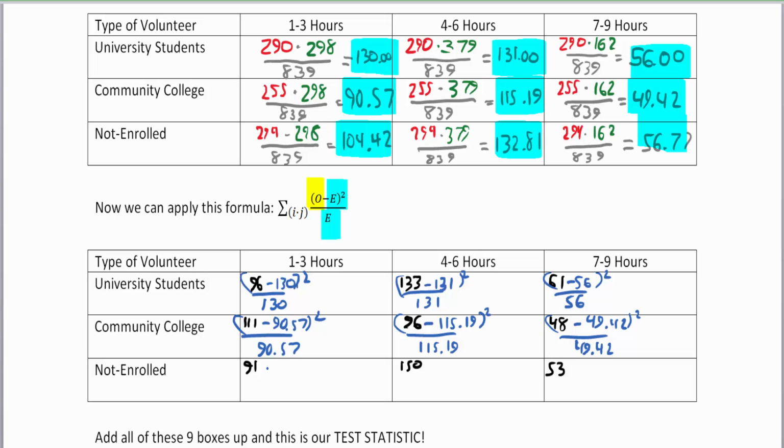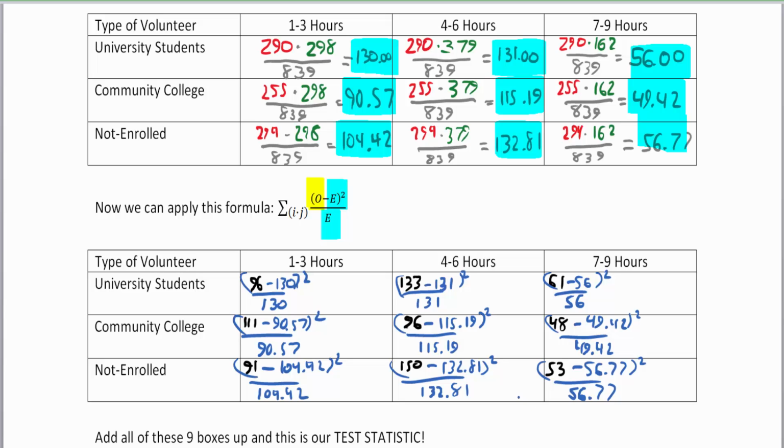It was good job there. 91 minus 104.42, quantity squared, divided by 104.42, and then subtract 132.81, quantity squared, divided by 132.81. Okay, now we're just getting done with writing these down. 53 minus 56.77, quantity squared, divided by 56.77.